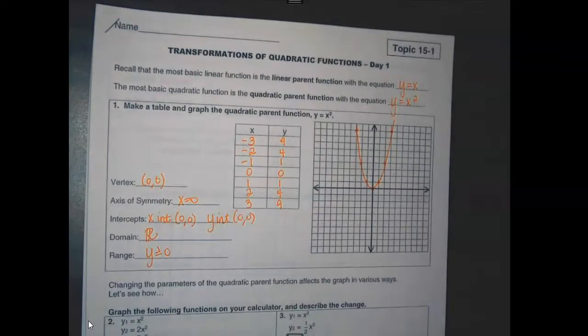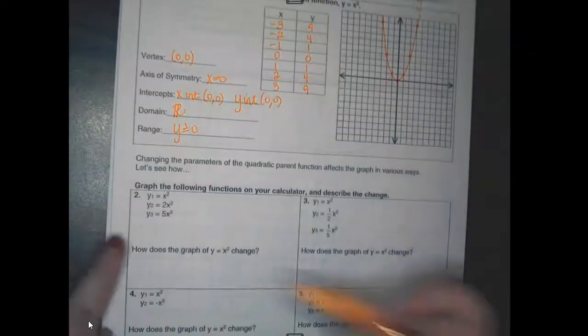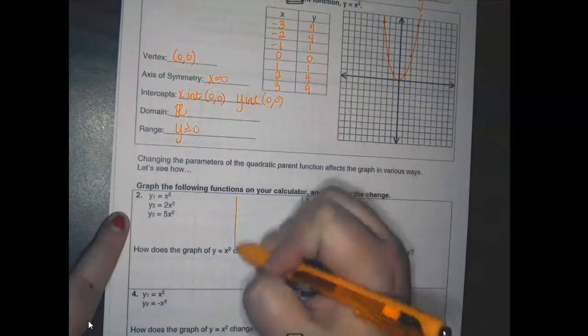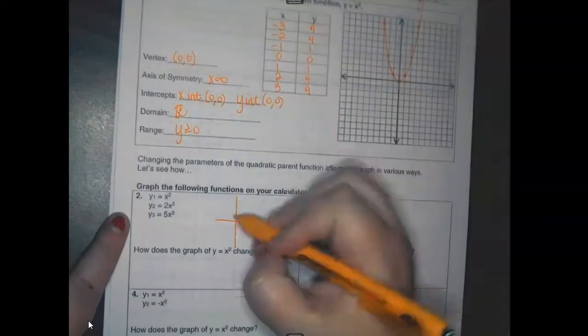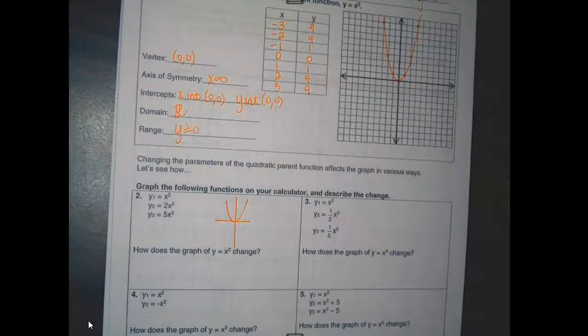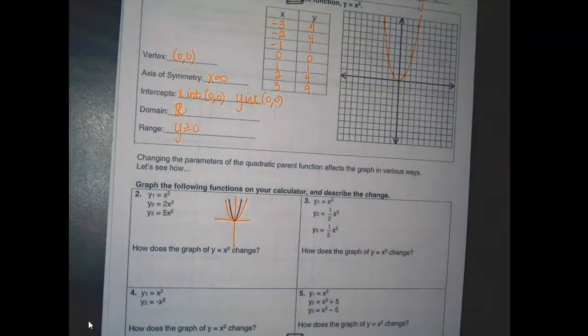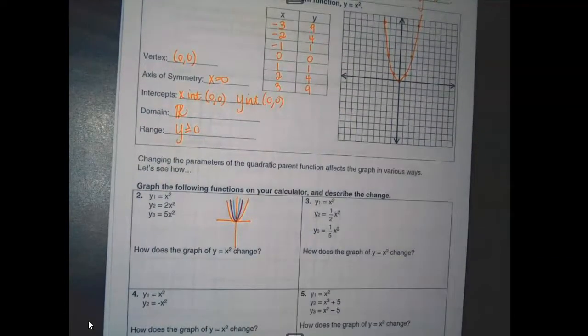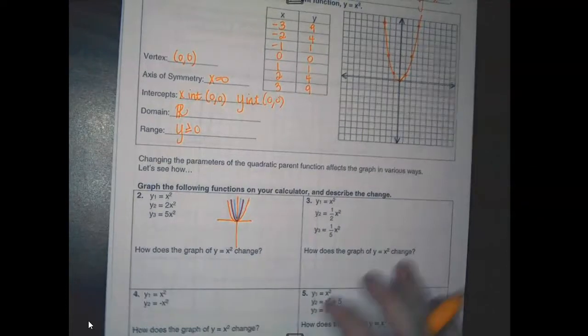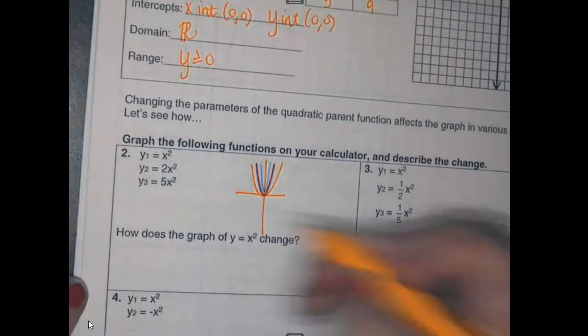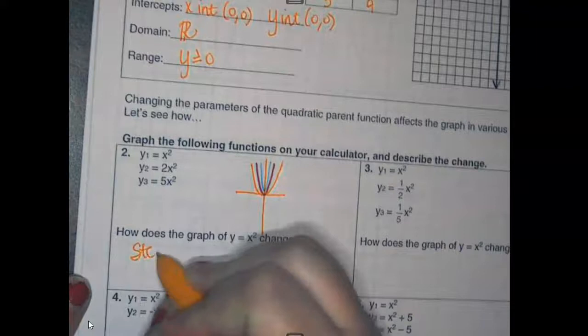So now we're going to see what happens when I make some changes. This is where the calculator came in. So we did x squared, and x squared, as you can see, looks like that. And then when we plotted 2x squared, it became like this. And then when I plotted 5x squared, it looked like this. Okay, so what happened there is it got skinnier.